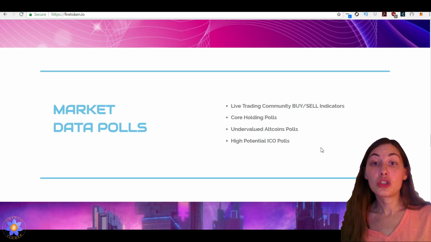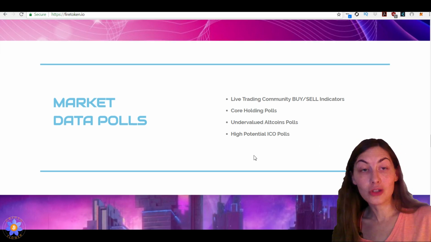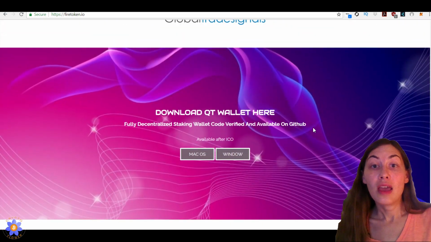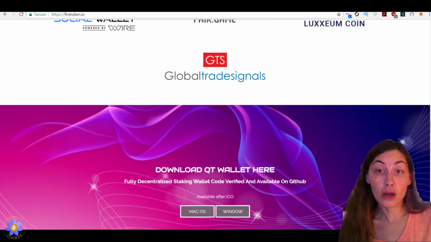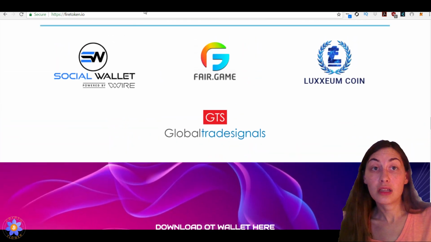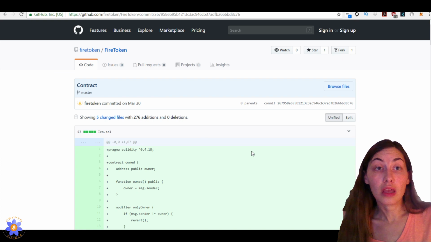And so that you can be in control of your coins, they do have a Qt wallet available for Mac and for Windows. It will be available after the ICO, and you can check out the contract for firepower over here on GitHub.